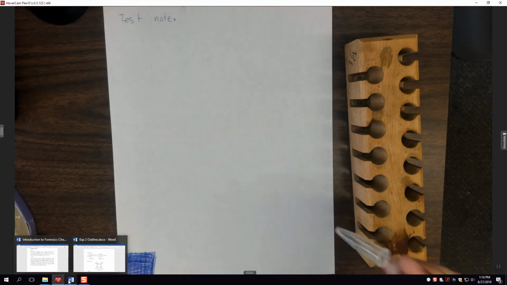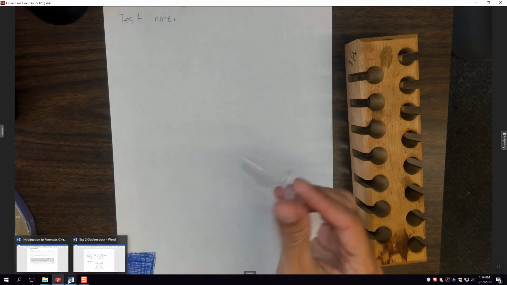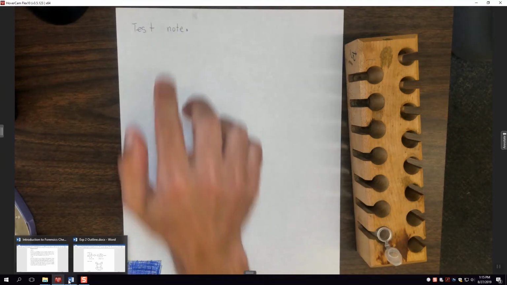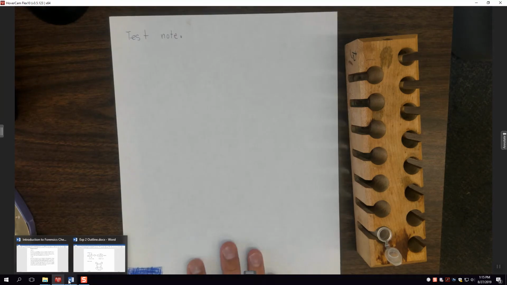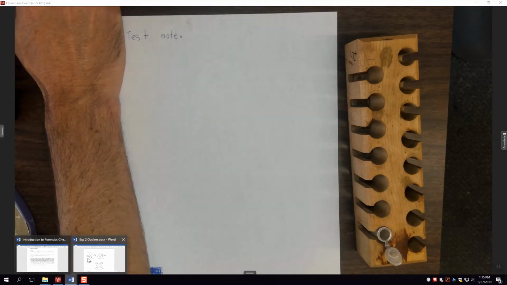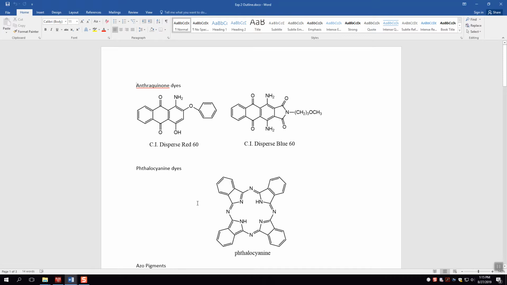You can see here I have my little tube, my microcentrifuge tube. I have my example ransom note and my example blue pen. But I do want to talk a little bit about the theory before we do that. So basically, we're looking at different types of dyes and pigments that we could find in ink.